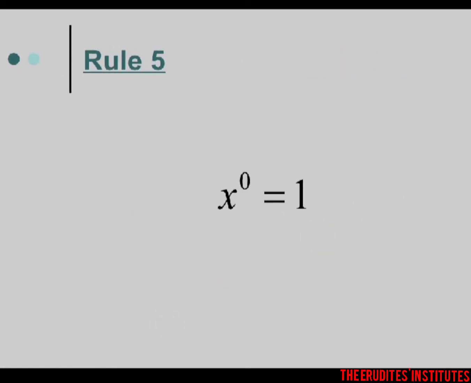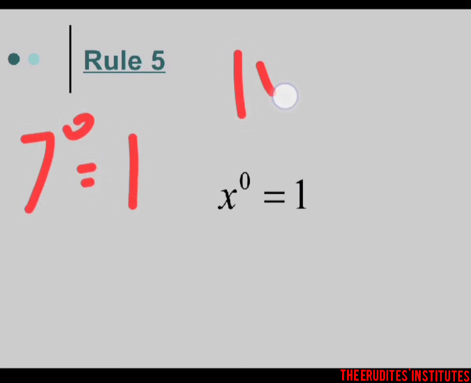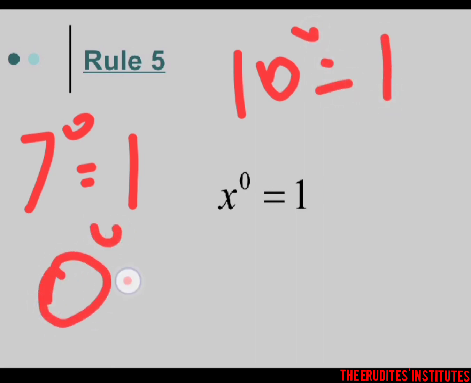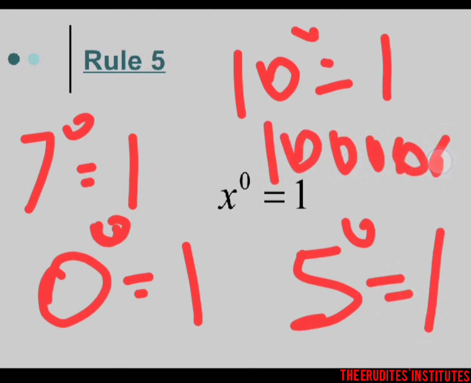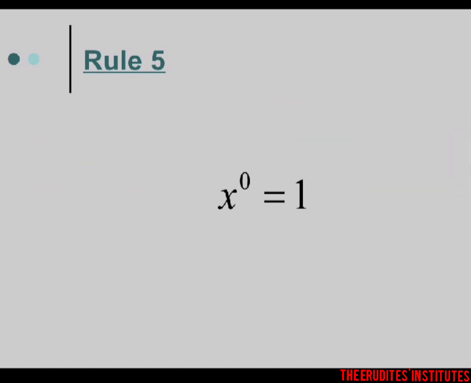Now this is the 5th rule, one of the easiest, which states that any number raised to the power 0 is equal to 1. So 7 raised to the power 0 is 1. 10 raised to the power 0 is 1. If I have 0 raised to the power 0, it is still 1. Don't be surprised about that, because any number raised to the power 0 is 1. 5 raised to the power 0 is 1. A million raised to the power 0, I'm still going to have 1. So any number raised to the power 0 is equal to 1.